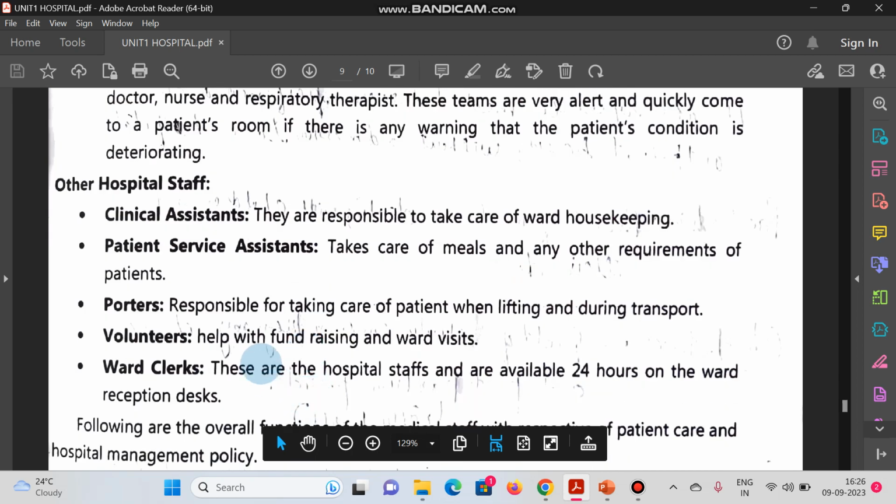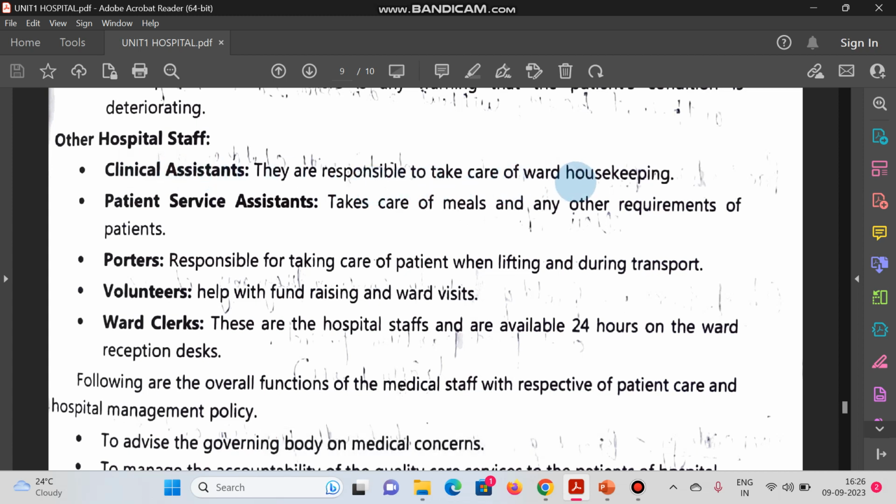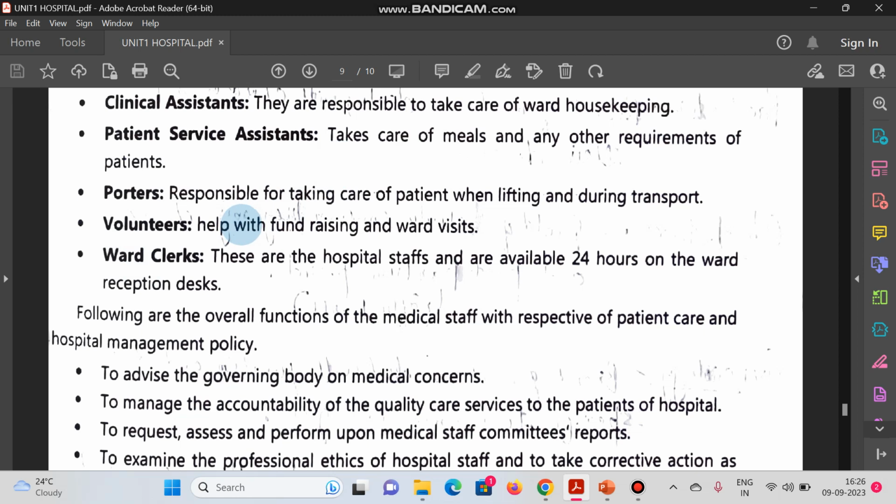We have other staff also who are responsible for different day-to-day activities in hospitals, like the clinical assistant. They are responsible for taking care of ward housekeeping. We have the patient service assistant, who takes care of the meals of the patient or any other requirement of the patient. We have porters, who are responsible for taking care of patients when lifting and during transport. We have volunteers to help with fundraising and different ward visits. We have different types of clerical sections also, available 24/7.